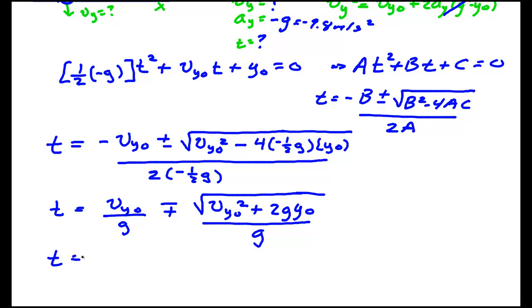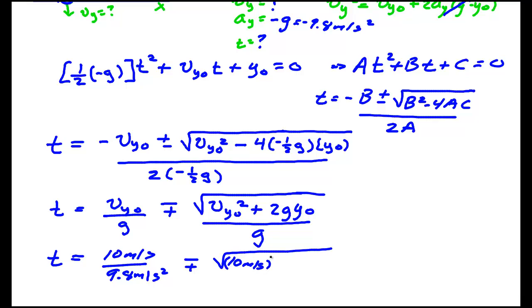So let me put in some numbers. You have 10 meters per second over 9.8 meters per second squared. Meters per second over meters per second squared gives you a second, so the units make sense. Over here I have 10 meters per second squared plus 2 times 9.8 meters per second squared times 40 meters.